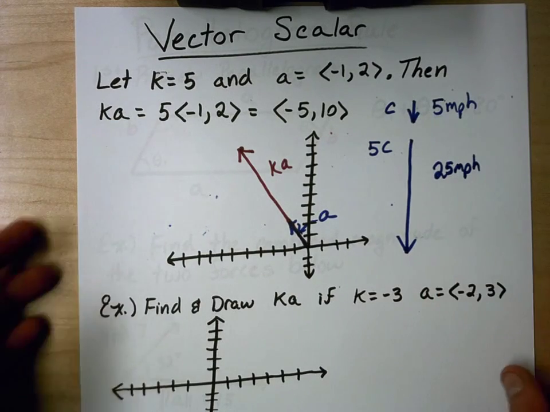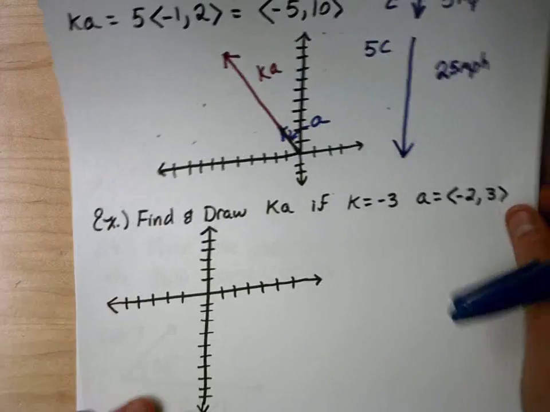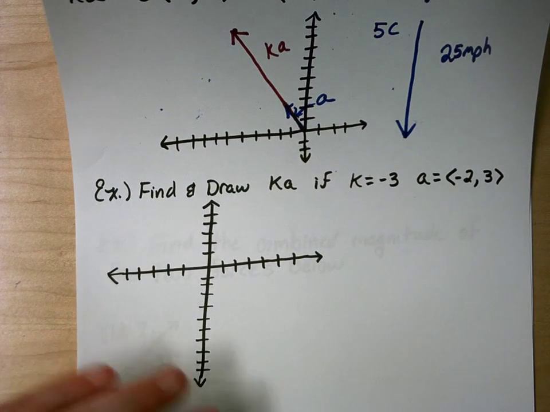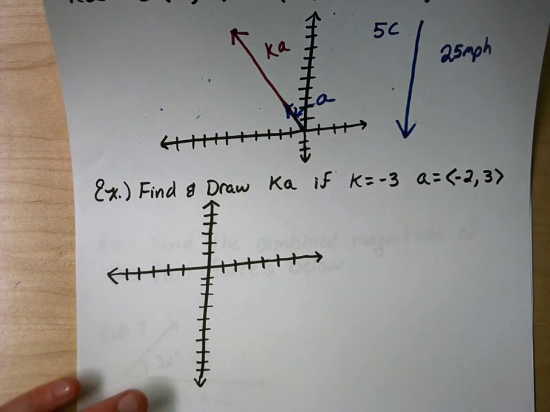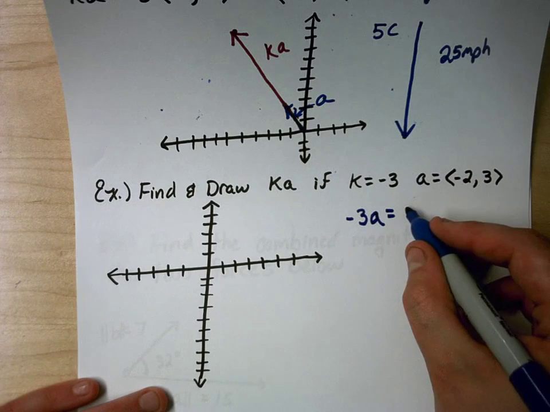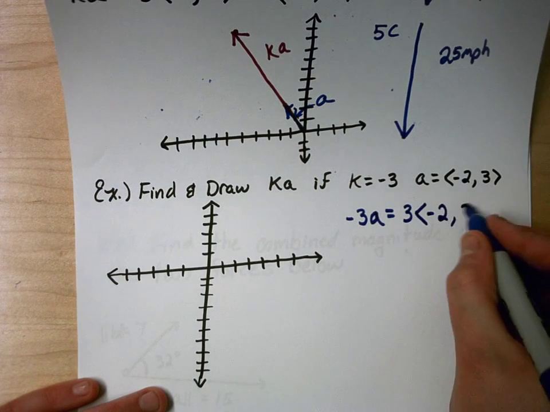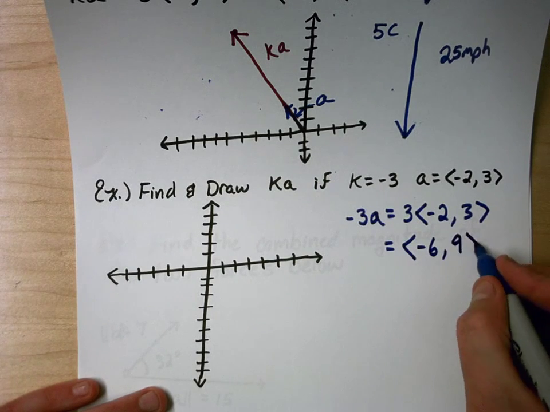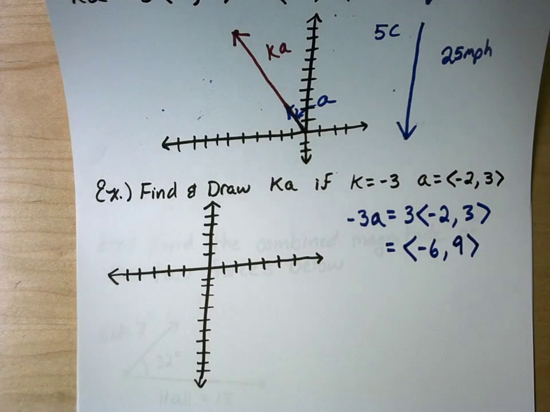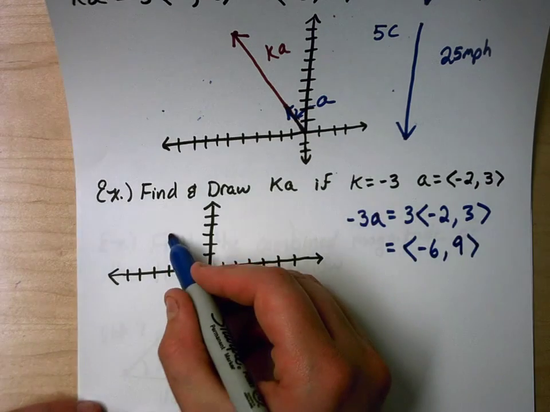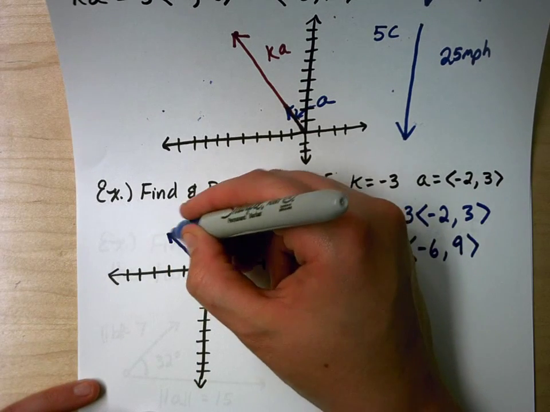Now let's go on to another example. What if k is negative? Let's look at k equals -3, and a equals -2, 3. So -3a would equal -3 times -2, 3, and that would give us -6 and 9. Let's draw our original vector here. We have a is -2, 3. So this is A.